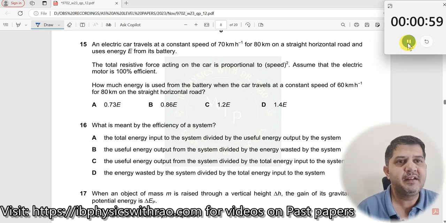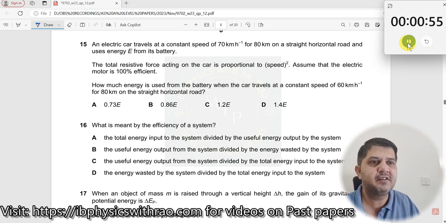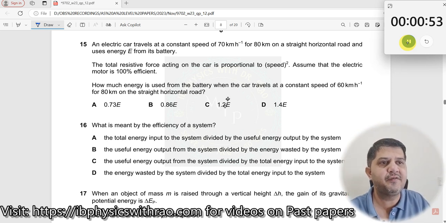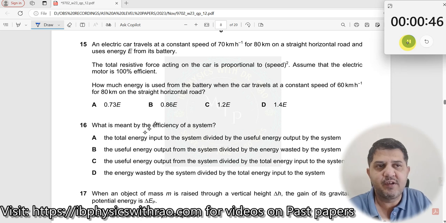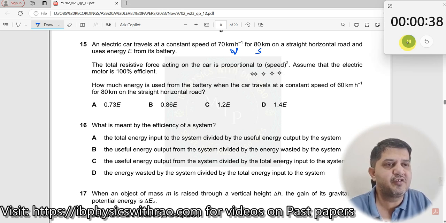Question number 15. An electric car travels at a constant speed of 70 km per hour for 80 km on a straight horizontal road and uses energy E from its battery. This is V, this is distance S over here. And uses E. The total resistive force on the car is proportional to speed squared.